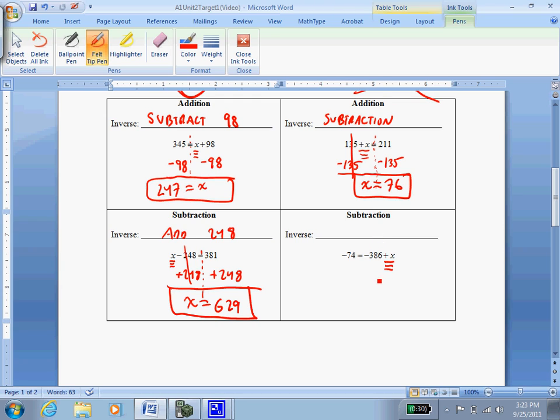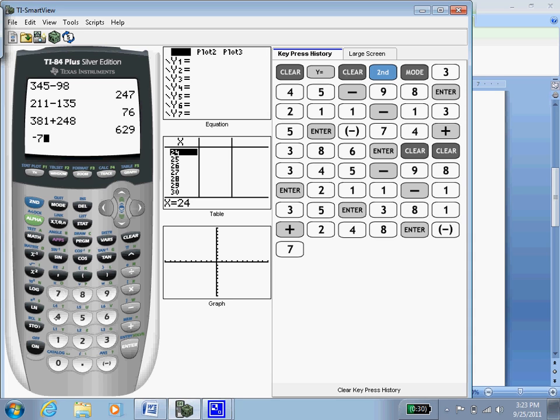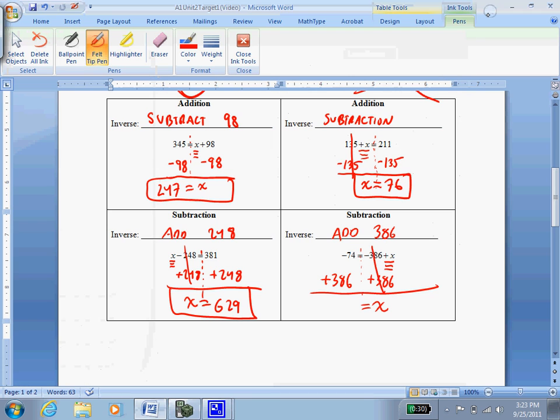And how do I zero out negative 386? In order to get 0 there, I need to add 386. So I add 386 there, and then since I did it on the right, I also do it on the left. So add 386. That's just 0. 0 plus x is x. And let's do negative 74 plus 386, and we get 312.